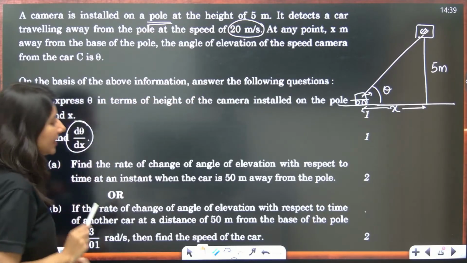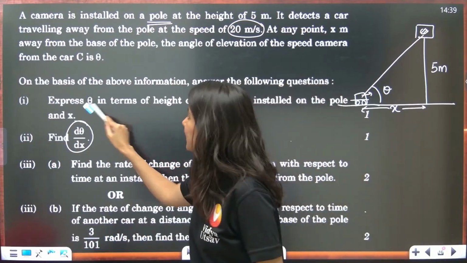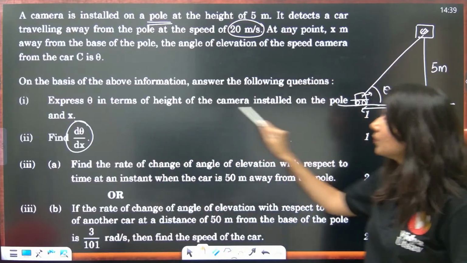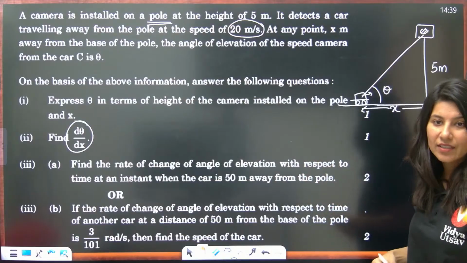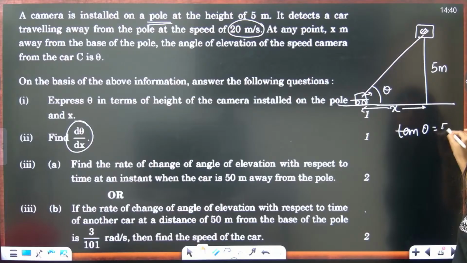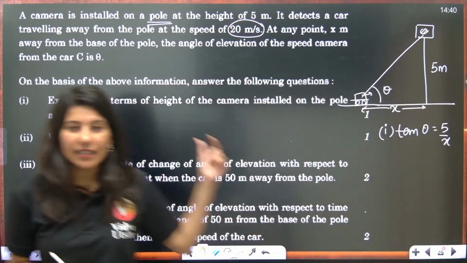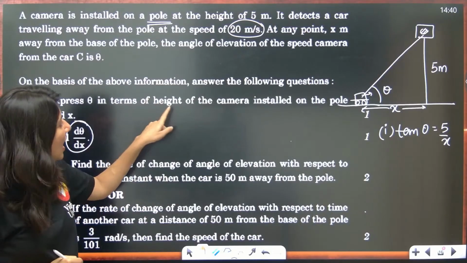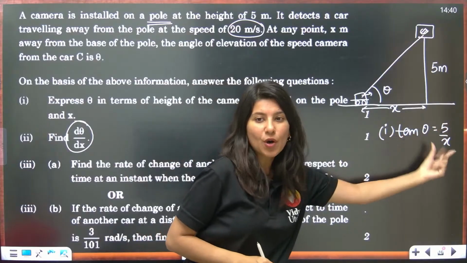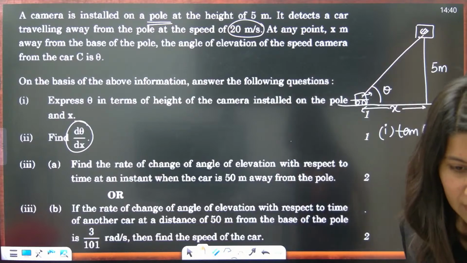Find d theta by dx. So first of all, the first question: express theta in terms of the height of the camera installed on the pole. This is very easy. Tan theta is equal to 5 upon x. This is the first part. Theta in terms of the height of the camera and x: tan theta is h upon x. First part clear?